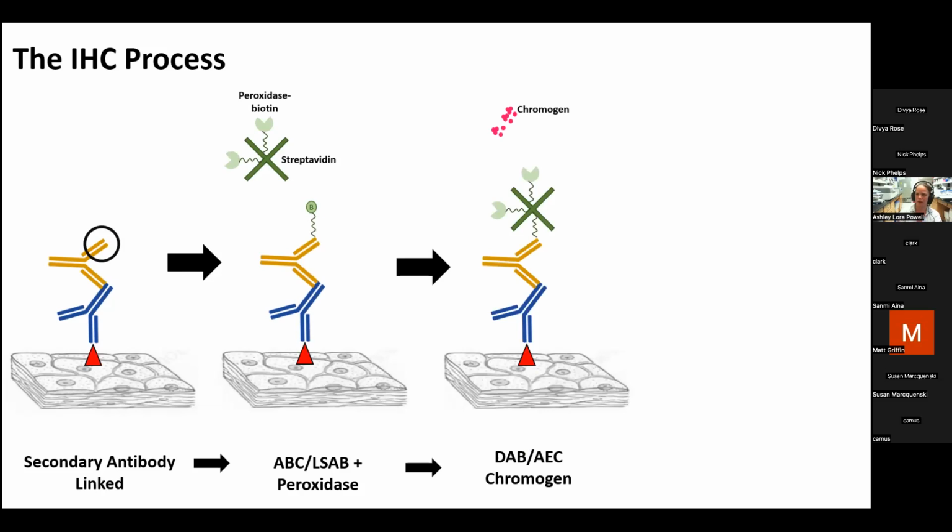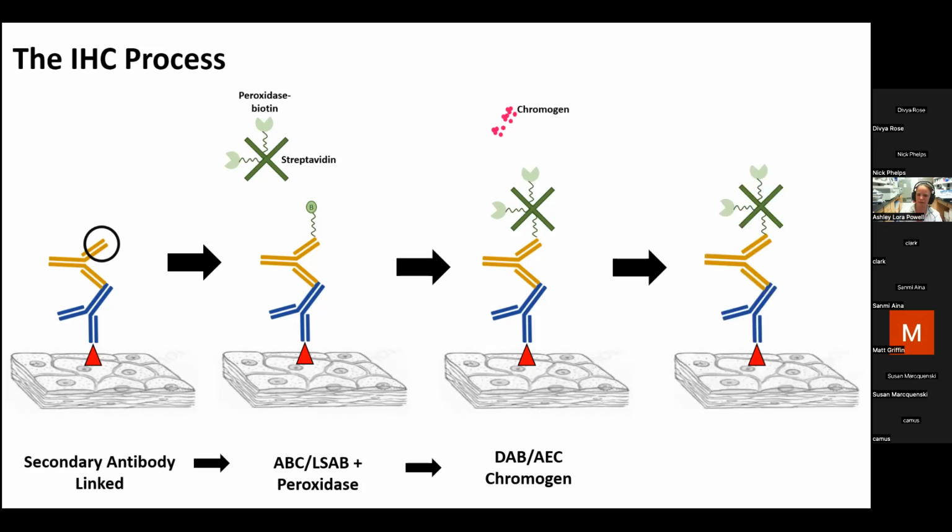And then that binds, a chromogen is then added. And so the common chromogens are DAB or AEC. If you're doing a fluorescent protocol, then you would use a fluorophore. And then that chromogen reacts with an enzyme to produce a colored insoluble precipitate, which is what you see.